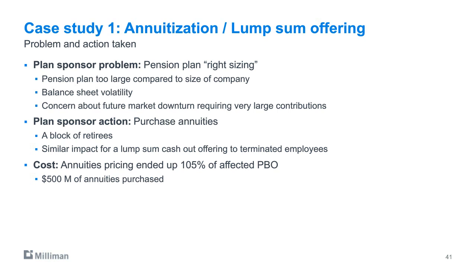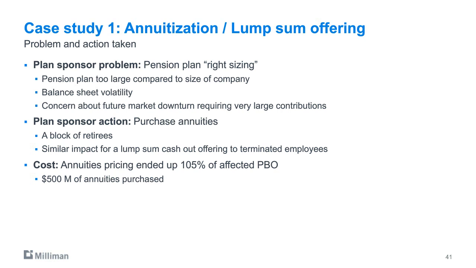So what the plan sponsor did is they went to an insurance company and they purchased annuities for their retirees, thus transferring their obligation from the plan to the insurance company. And they paid for that. The cost of the annuities ended up being about 105% of the PBO. What does that mean? That means that they ended up paying $500 million to the insurance company, and what did they get in return? They passed along $475 million of liabilities.